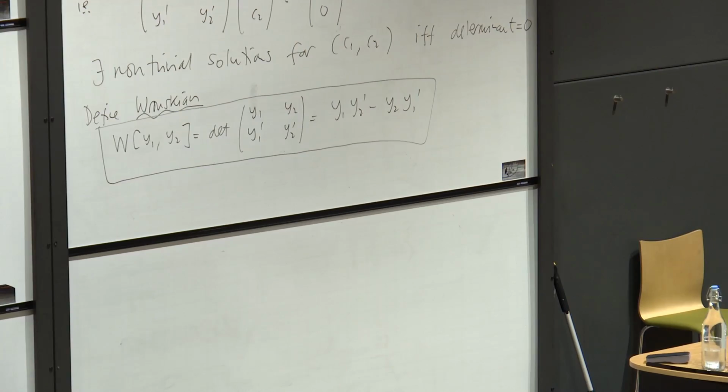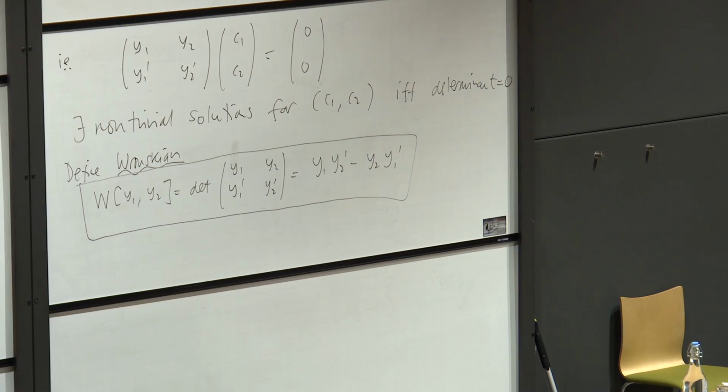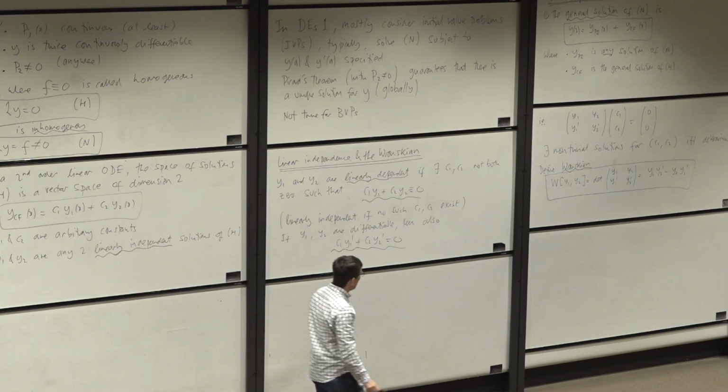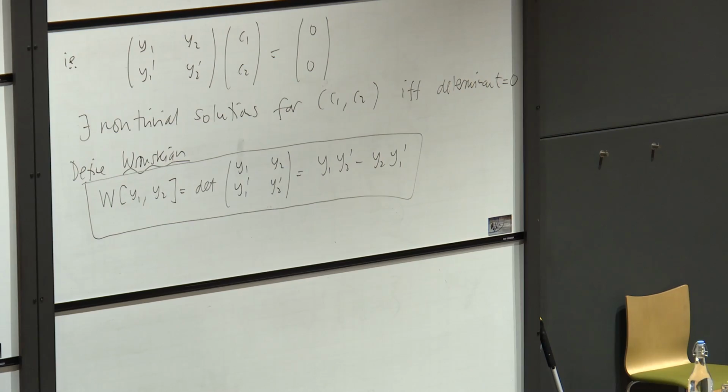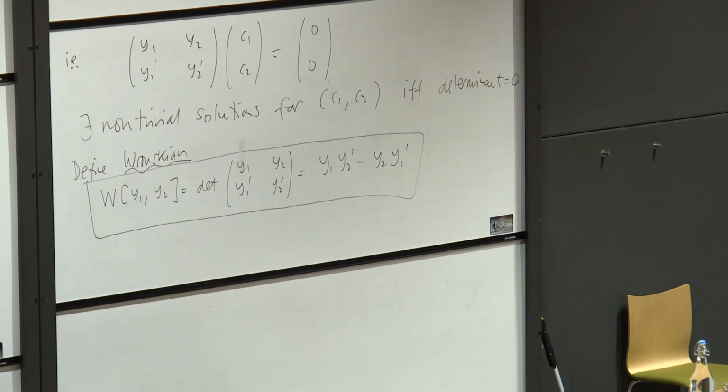So that's what we mean by the Wronskian, the determinant of that matrix. And here, in a slight abuse of notation, I've expressed W as a sort of bilinear functional of y1 and y2. So if you give it two functions, it spits out another function. But it's also helpful sometimes just to think of W as being a function of x.